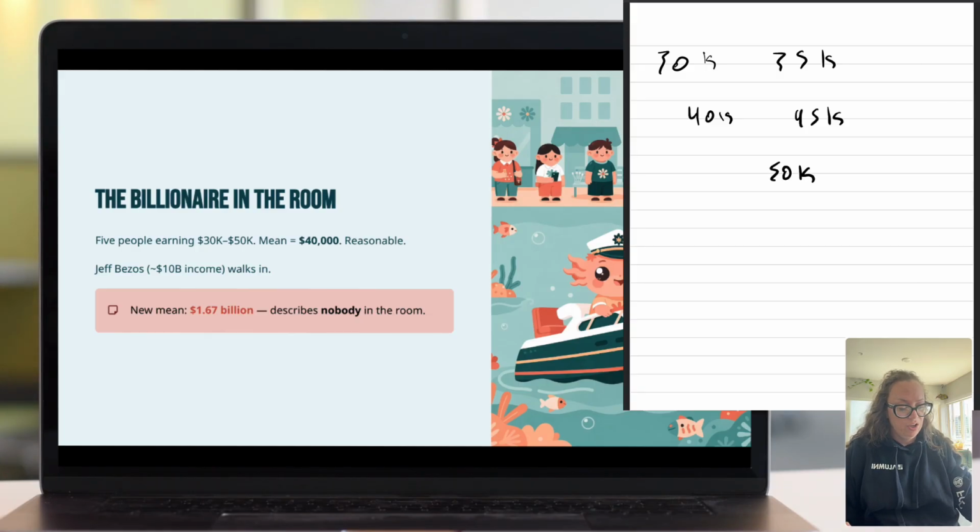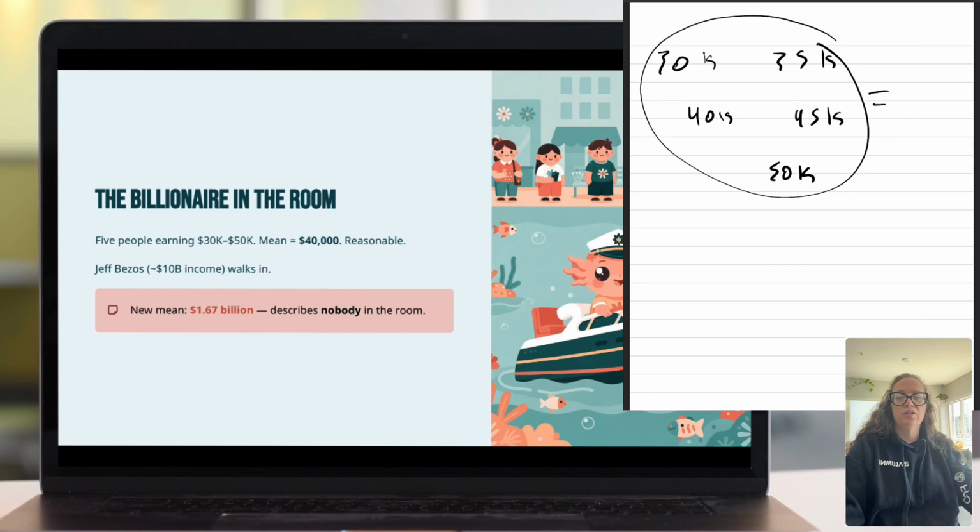Okay, so you add all of these up. 30,000 plus 35 plus 45 plus 50, that all equals 200,000. And then step 2 is count how many total values there are. So there's 5, right? 1, 2, 3, 4, 5. And so then you'll divide the 200,000 by the total values, that's 5.